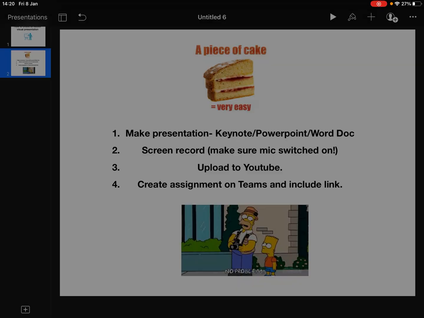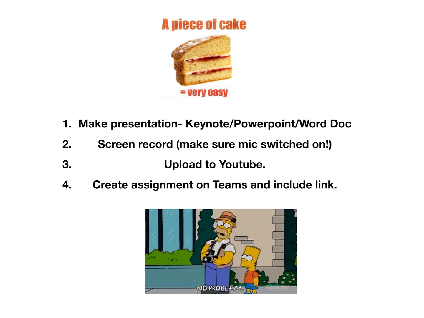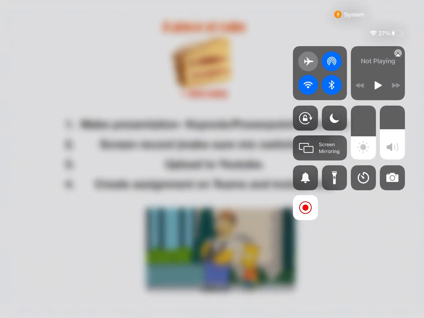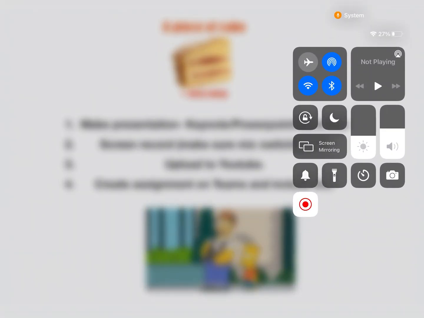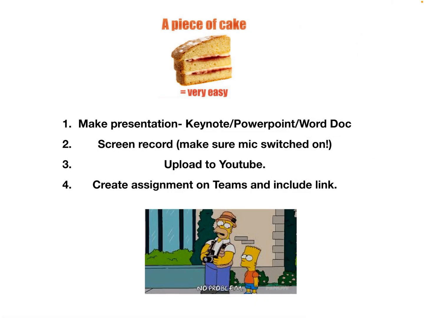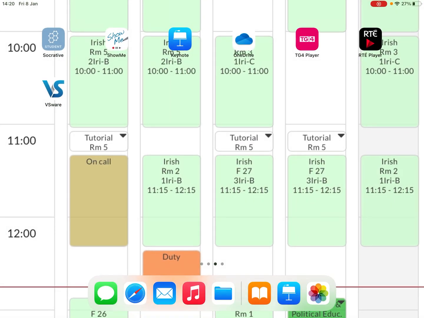Okay, so first things first, you need to be able to screen record. Okay, so you've got your presentation, you've got whatever it is up on the screen, then you need to be able to pull down there, and that circle, that red circle that's flashing, that's telling me that's recording right now. But you have to manually select that. I'm going to show you how to do it.